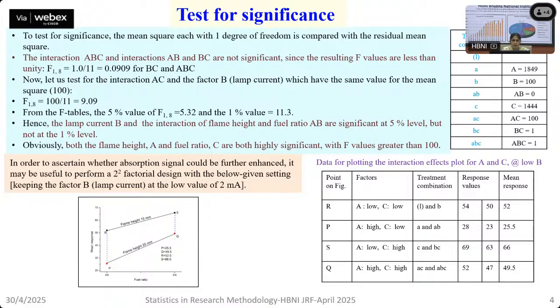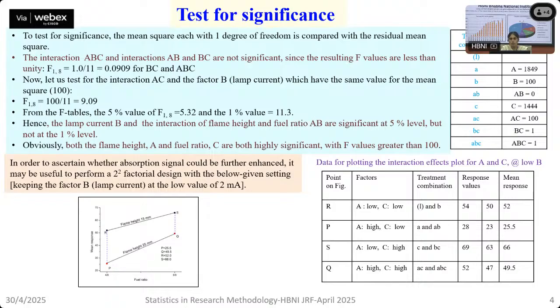Having concluded that lamp current is not significantly affecting the final absorbance, we can modify the procedure by optimizing the flame height and the fuel to oxidant ratio. So from previous experience of analysis, we have seen that lamp current at low value, that is 2 milliampere, gives better output. So let us keep lamp current at 2 milliampere and try to carry out the experiment in the other factors. So now that we have fixed one factor, the total number of experimental combinations comes out to be 2 to the power 2. 2 levels, 2 factors.